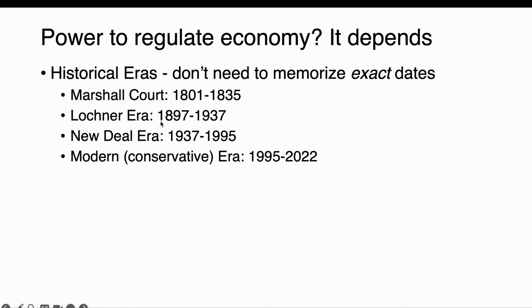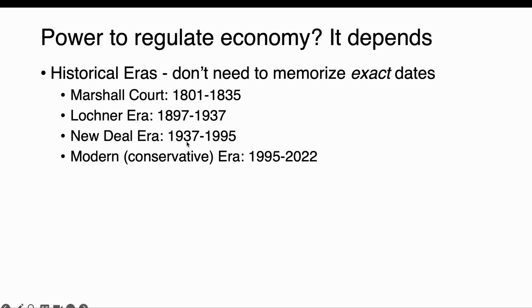The court becomes much more conservative at the beginning of the 20th century. We call it the Lochner era because of this case. Now, this case comes in 1905, but we can trace the Lochner era back almost a decade before to 1897. Overall, you don't need to memorize these dates, but if you're going to memorize one, it would be the year 1937.